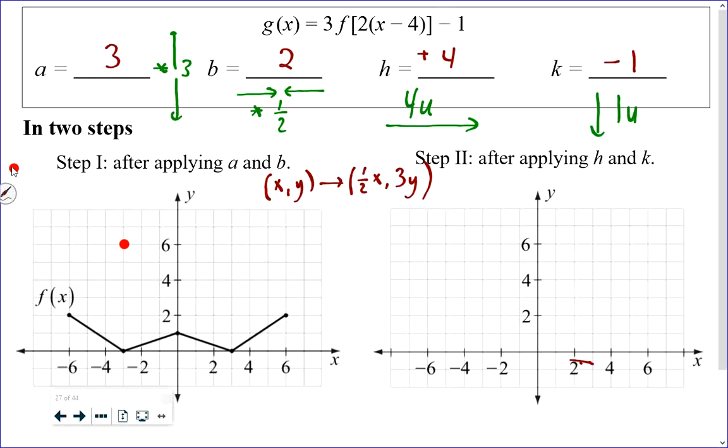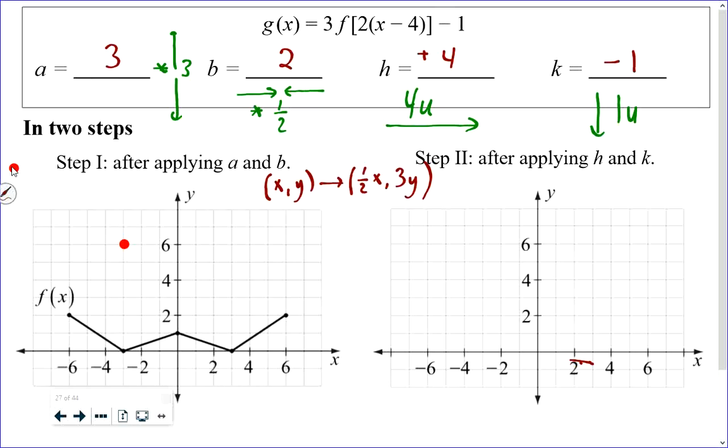Right? The x-coordinate was -6, and now the x-coordinate is -3. It's been multiplied by 1/2 because that's the vertical stretch factor. The y-coordinate was 2, and now the y-coordinate is 6. It's been multiplied by 3. Right? So that's the mapping.